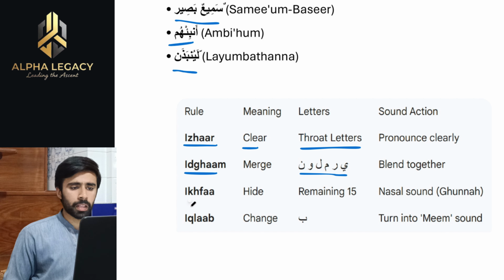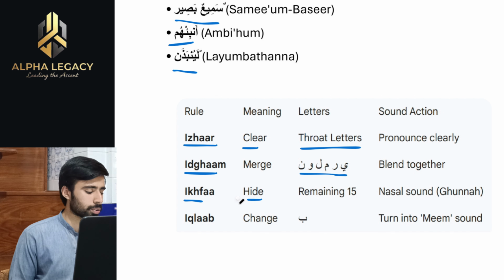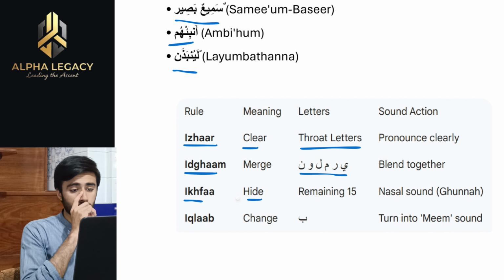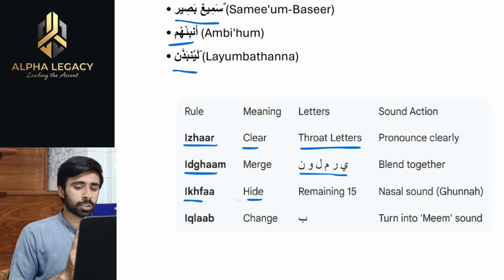So the third rule is about Ikhfa, which is also known as Ghunna. The remaining 15 letters other than the throat letters and the letters of Yarmaloon will all perform this rule, which is known as Ikhfa, and it will produce a nasal sound when we pronounce any letter performing this third rule. The first example which I mentioned in the lecture is antum. Here the Hamza is making a connection with the Noon, and the sound is going into your nose, so we can pronounce it like antum.